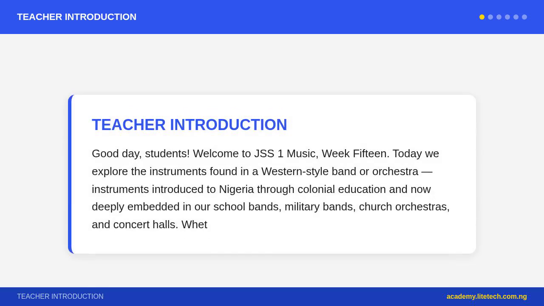Today we explore the instruments found in a Western-style band or orchestra, instruments introduced to Nigeria through colonial education and now deeply embedded in our school bands, military bands, church orchestras, and concert halls. Whether it is the brass section of the Nigerian Police Band, the string section of the Lagos Symphony Orchestra, or the woodwind section of your school music ensemble, these instruments form the backbone of formal music making in Nigeria.